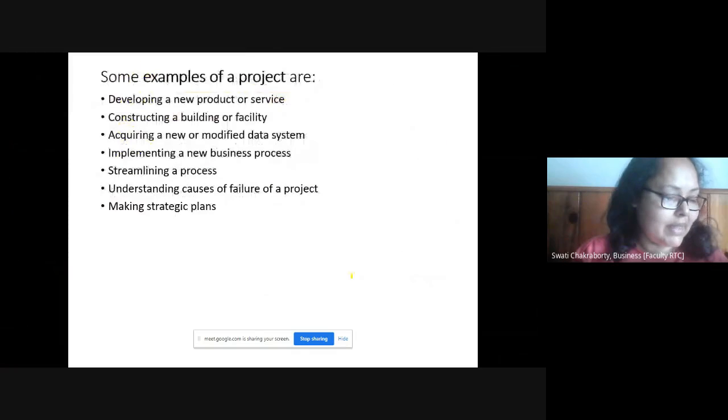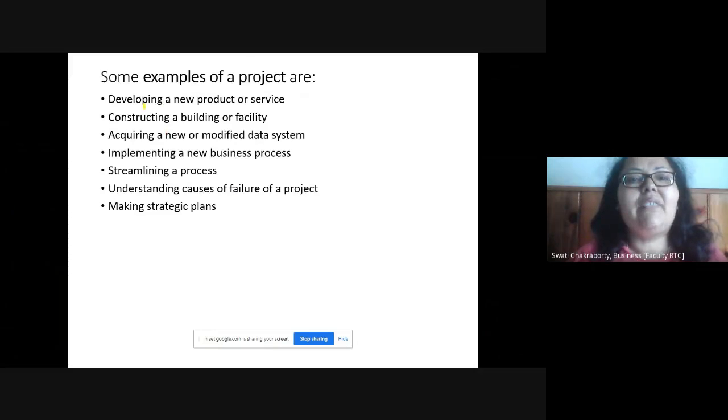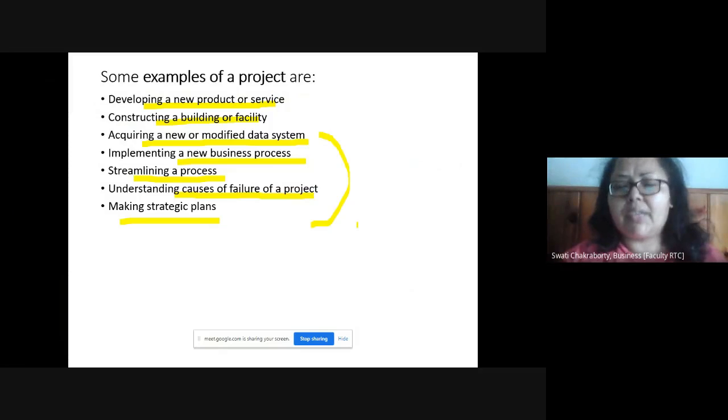So, some examples of a project are developing a new product or service, constructing a building or facility, acquiring a new or modified data system, implementing a new business process, streamlining a process, understanding causes of failure of a project, or making strategic plans, right? These are some of the things you can come across when you do your research work.